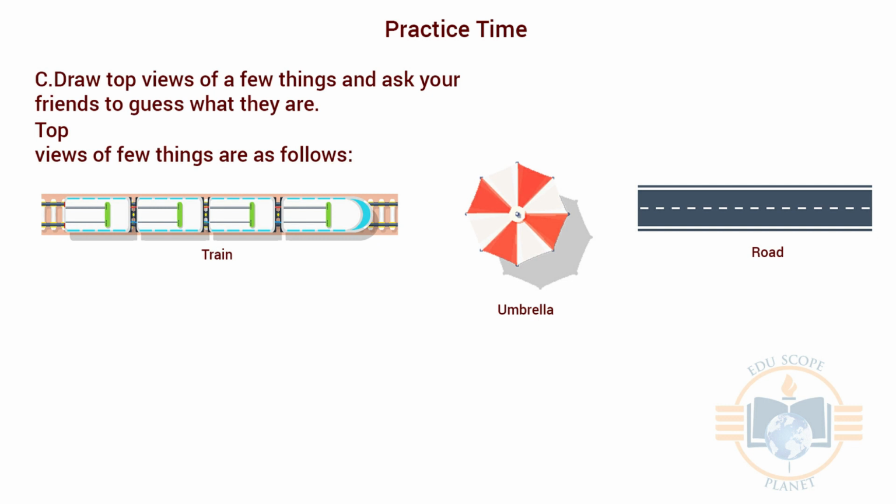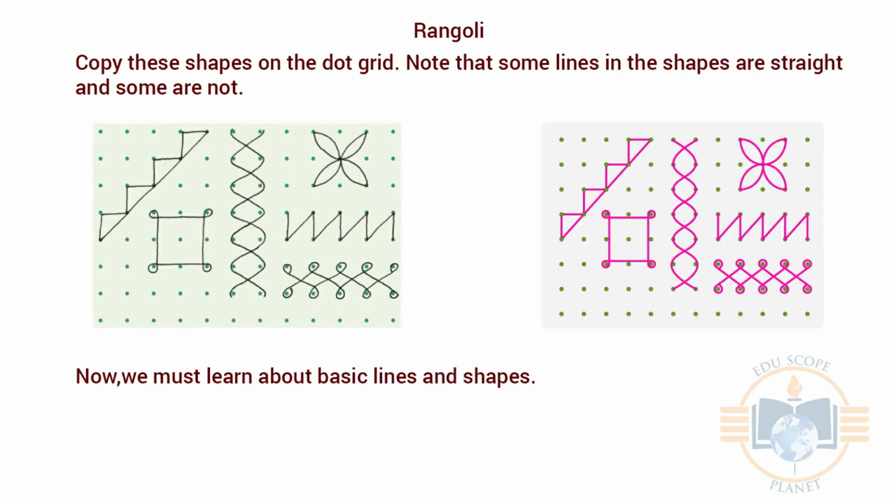Can you understand what are these pictures? Yes, you are right. This is a top view of a train. This is a top view of an umbrella and top view of a road. Copy these shapes on the dot grid. Note that some lines in the shapes are straight and some are not.